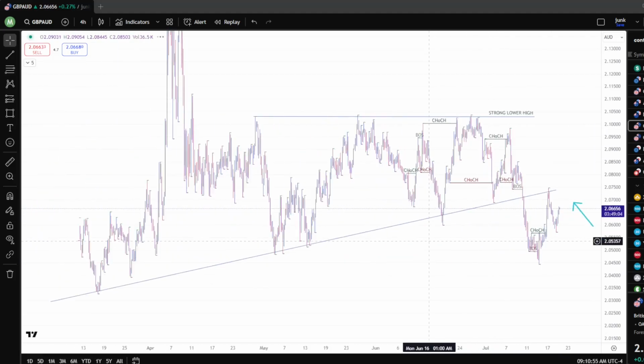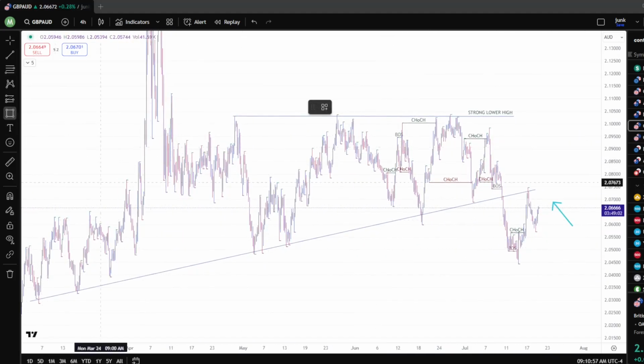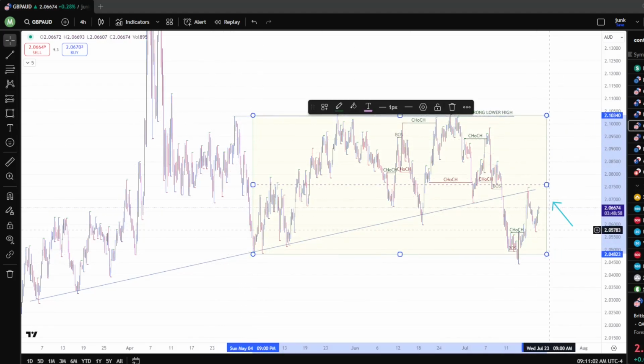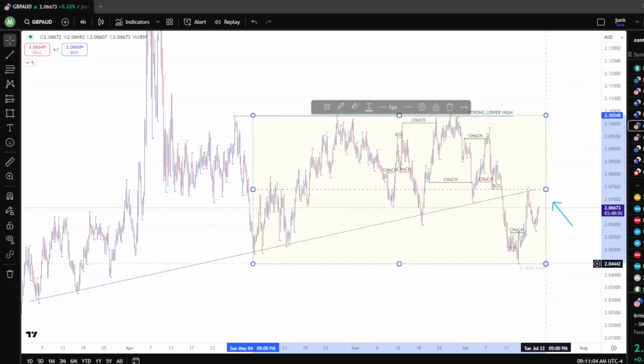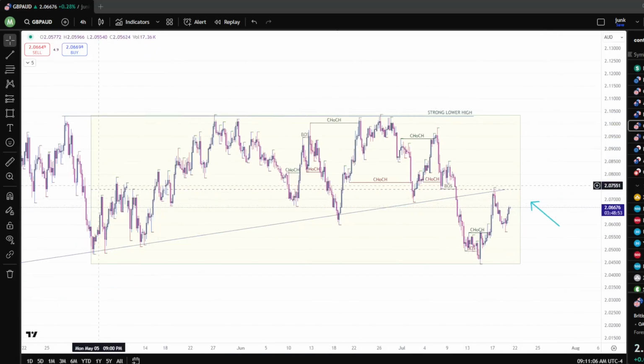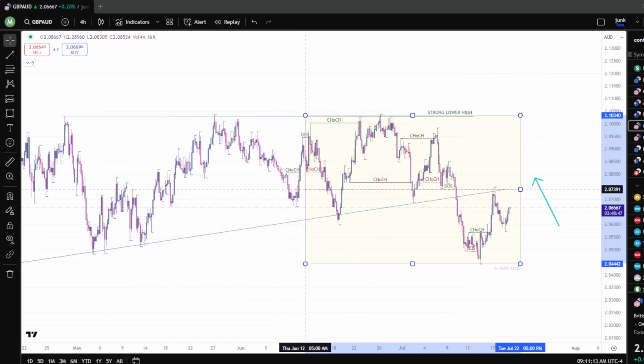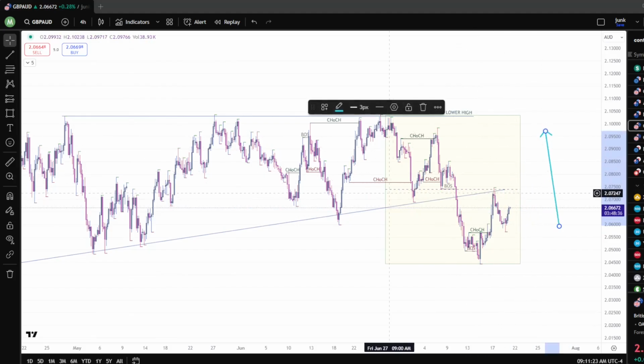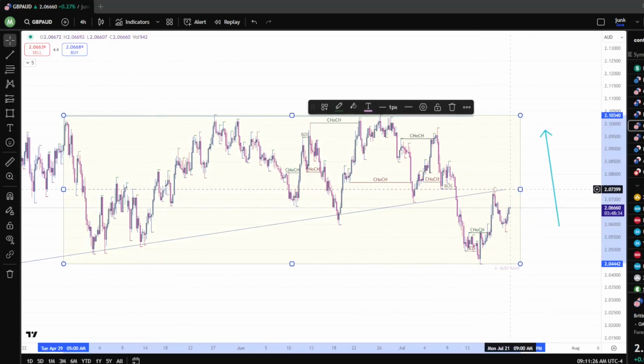GBP AUD, we'll map out the current range. And like I was saying last week, since prices did break past these lows, you can view this as the 4-hour range, with this being the high, the lower high that broke the lows of this overall structure. But prices did come back into the overall structure, into the range. So I'm gonna keep it like this for now.